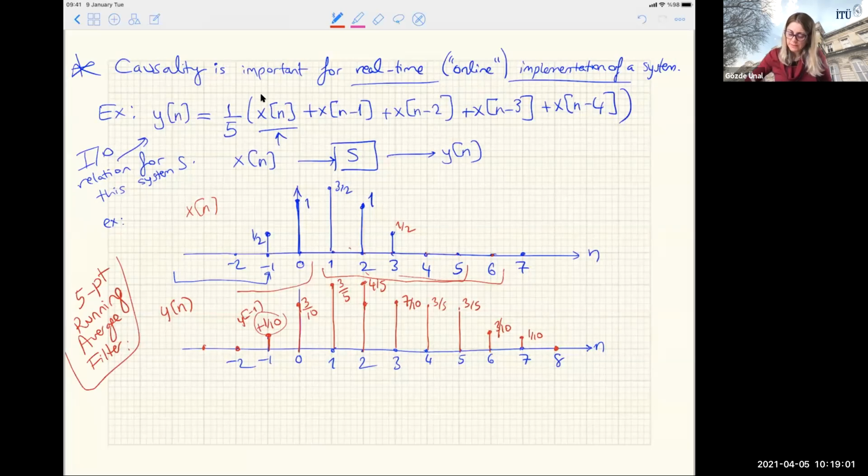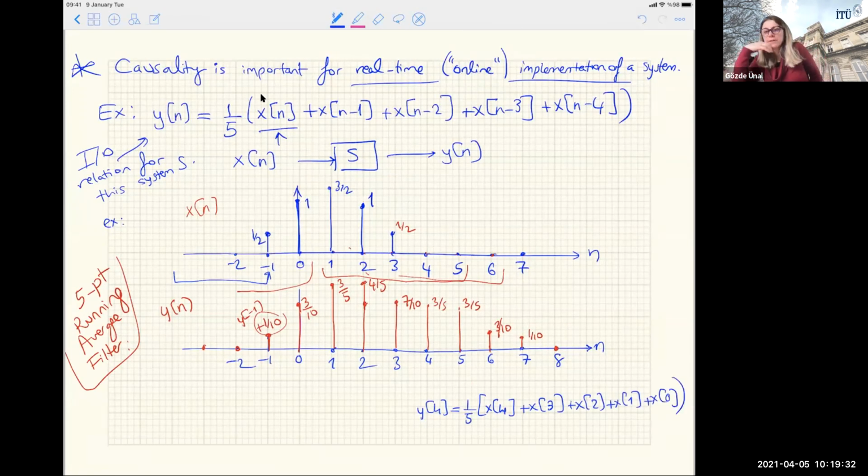So how did I calculate one of these? Let's take maybe a little bit before. Y of 4 is 1 over 5 times X of 4, I need to bring all previous ones: X of 4 plus X of 3 plus X of 2 plus X of 0. You need to sum these up and divide by 5. That's it actually.